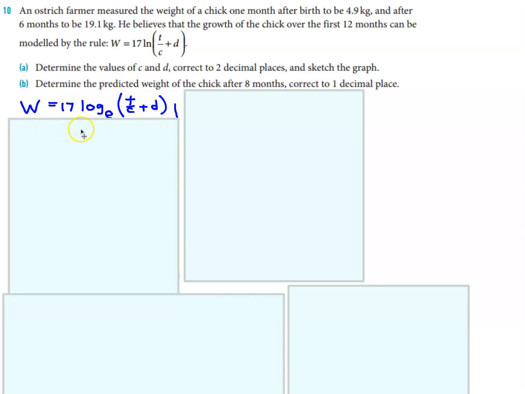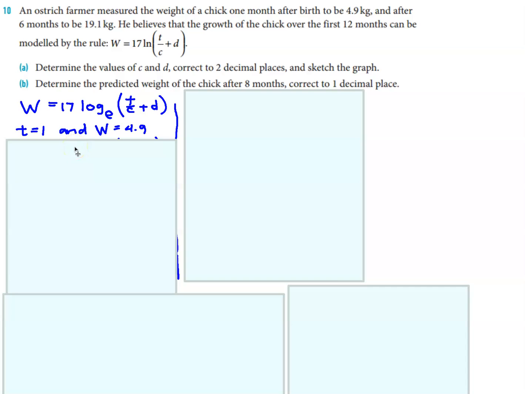So there's the equation just there. Notice I've changed the log to natural log, log base e, which is my preferred way to write it when I'm solving equations or working with logs. What we know is when t equals 1, w is 4.9, which is what we have here. So we sub those in, which gives us that. We've got to do some algebra to get this in a better form.